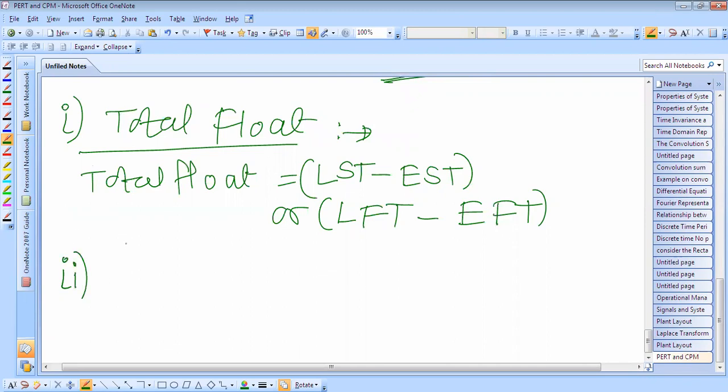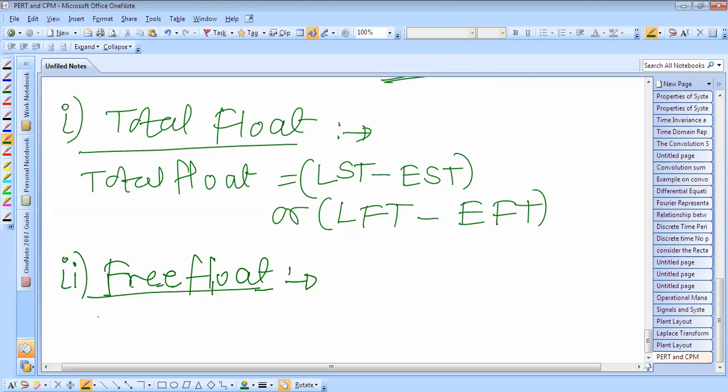Okay, so second is the free float. If all the non-critical activities start as early as possible, the surplus time is the free float. Generally the activity starts at the estimated time, but if it starts as early as possible, then surplus time is available with you, and that time is called the free float.